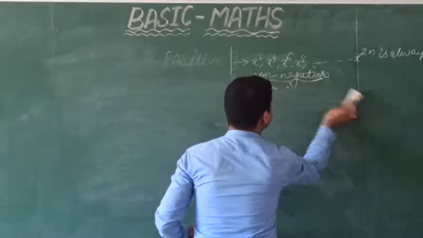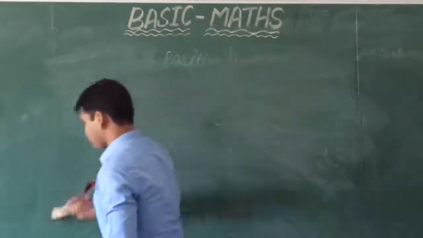Exponential function is always positive. How? See this here.